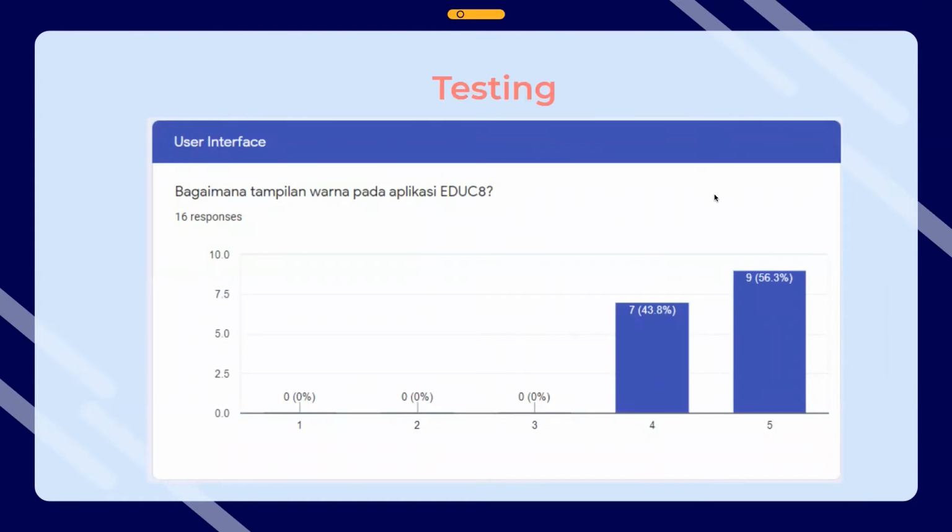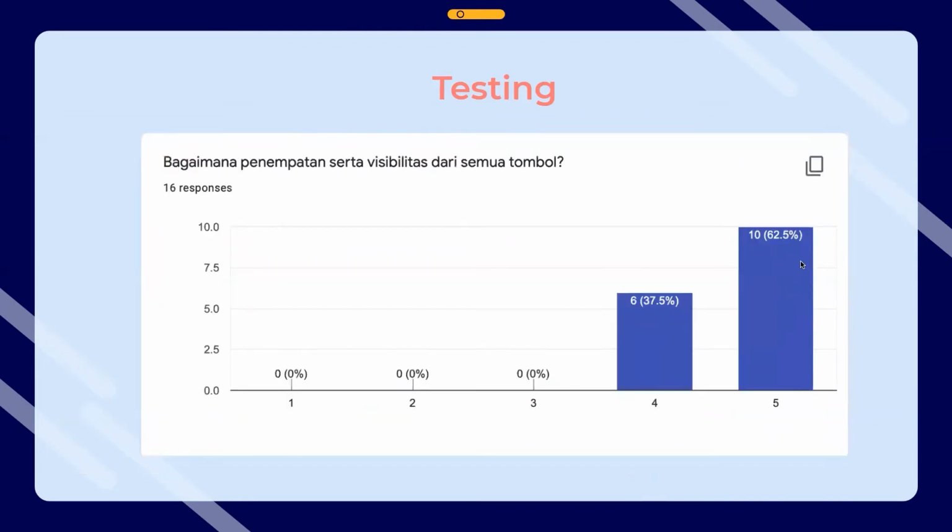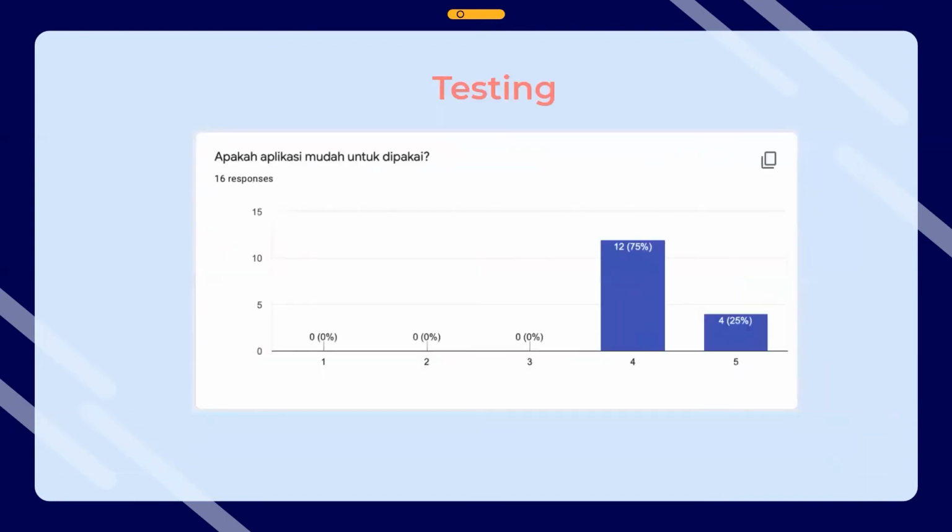Here are all the testings and the output from the users' experience by using our app. The first one is the color or theme. This is UI oriented. Next, it is also UI oriented, about the fonts. Next, this is also the visibility of all the buttons. Next, this is more of functionality. Is it easy to use? Next.